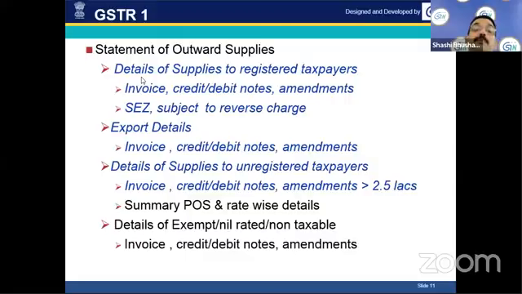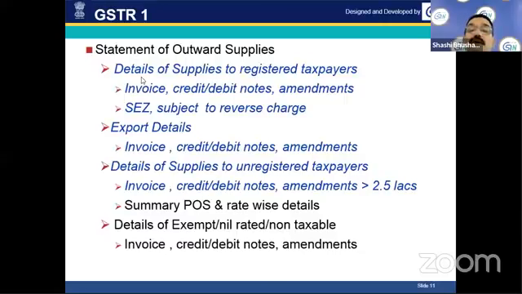In case of export, since the shipping bill is at invoice level and refund takes place after examination and validation of the export, invoice level details are required to be captured. So these invoices and credit notes have to be declared, and amendments in case of export.